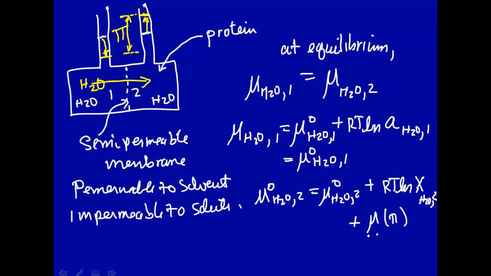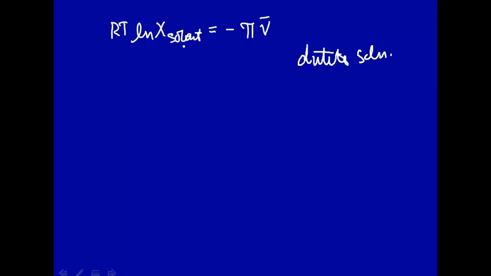So what we end up with is that RT times the natural log of the mole fraction of the solvent is equal to minus pi V bar. We'll make our usual assumption of a dilute solution, where the mole fraction of the solvent can be replaced by 1 minus the mole fraction of the solute. So this is just equal to minus RT times the mole fraction of the solute, and we did that with the Taylor series expansion, is minus pi times the partial molar volume.